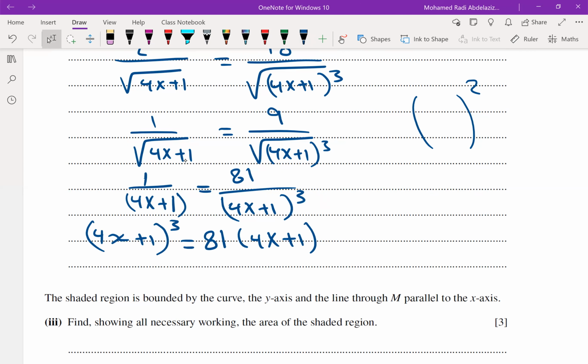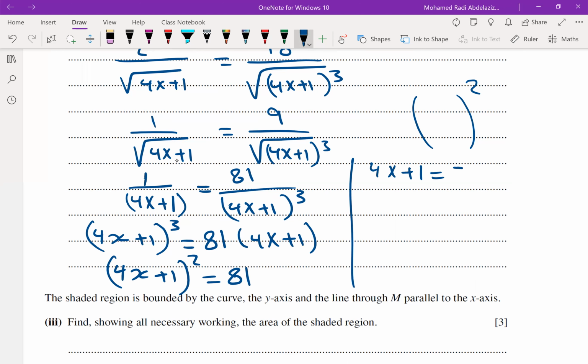Move 4x plus 1 to the other side, then factorize. You can remove 4x plus 1 because it does not represent a solution; it's undefined at x equal to negative 1 over 4. This is why we can remove it and write 4x plus 1 all to the power of 2 is equal to 81. By taking a square root of both sides, 4x plus 1 is equal to positive or negative 9. Solve the equation, and you get two solutions.